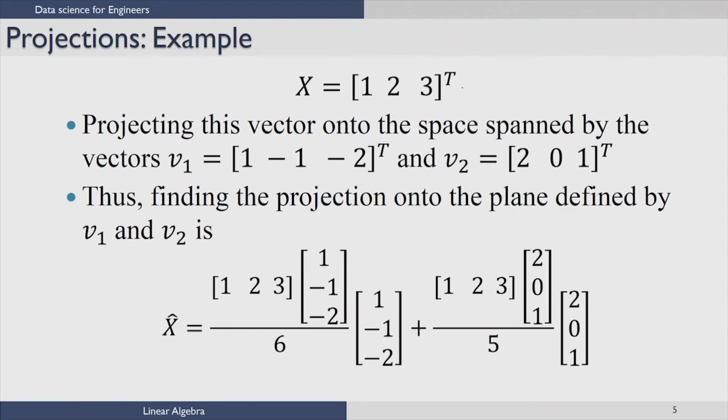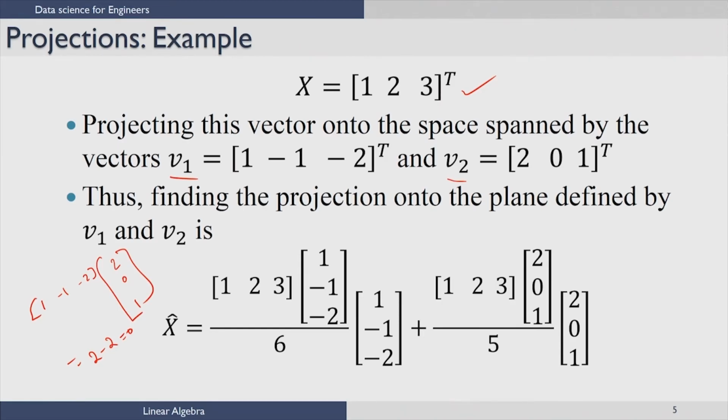Let us say I have the vector 1 2 3 transpose, so a column vector. So, this is a vector in a 3-dimensional space. Now, let us take 2 vectors and then make a plane. So, let us take vector nu 1, which is 1 minus 1 minus 2, and nu 2, which is 2 0 1, and then try and see whether I can project x onto these. Let us first find out whether these 2 vectors are orthogonal. To do that, we have to do nu 1 transpose nu 2. So, 1 times 2, minus 1 times 0, minus 2 times 1, so 2 minus 2 is 0. So, we know that these 2 vectors are orthogonal.